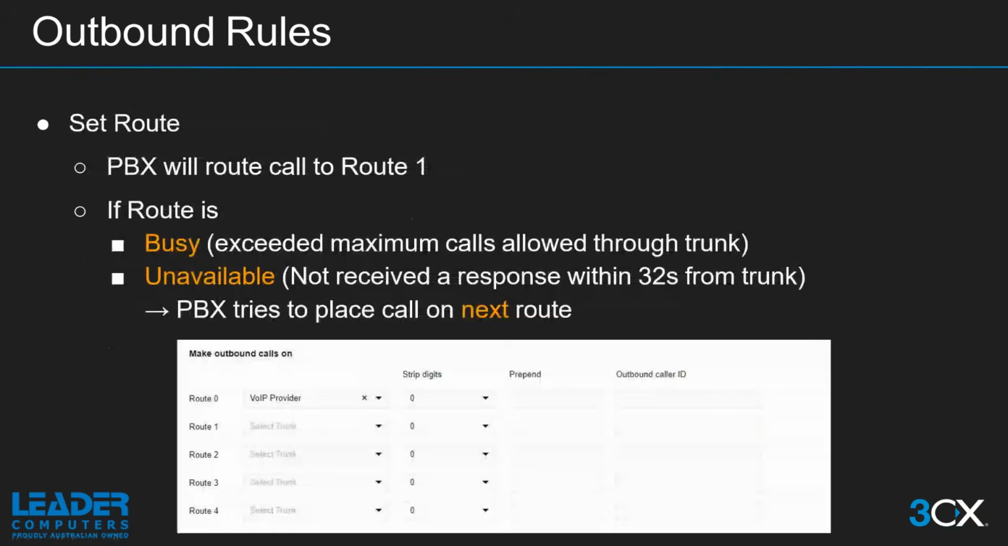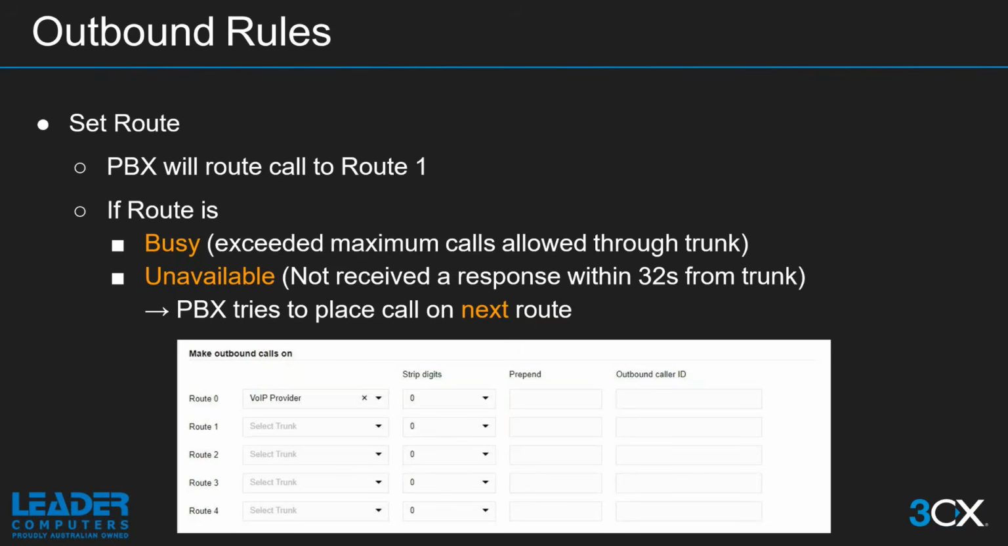So yeah, this is what I was talking about previously, the routes. You can set routes based on the conditions, and it always starts from route 0, 1, 2, 3, 4. So there will be 5 routes for each and every outbound rule, and it's not mandatory to configure all of those, but you need to have at least one route set for an outbound rule.